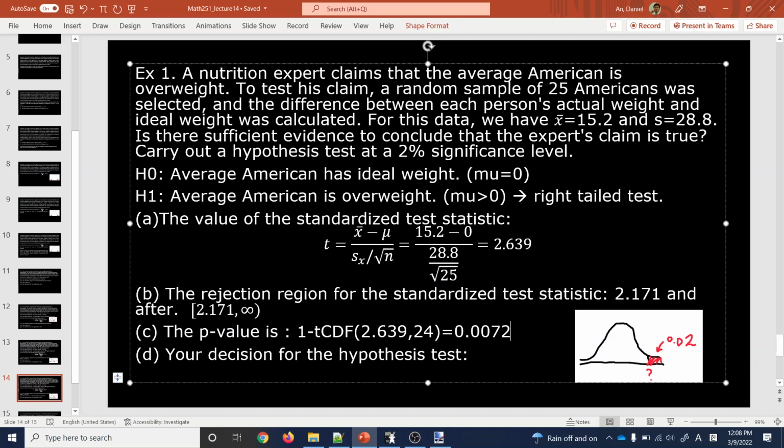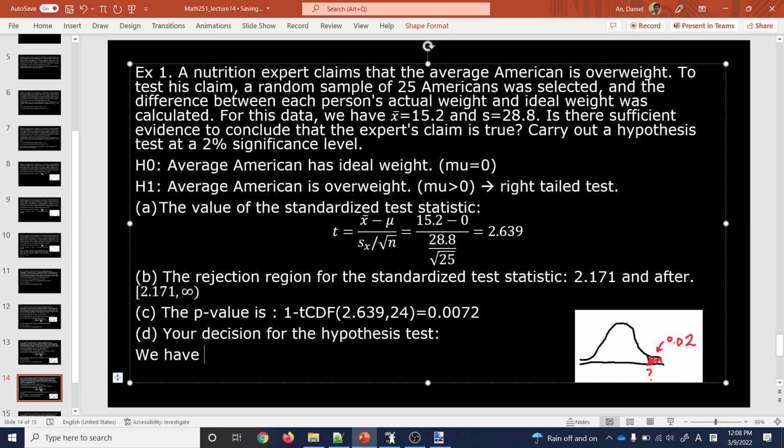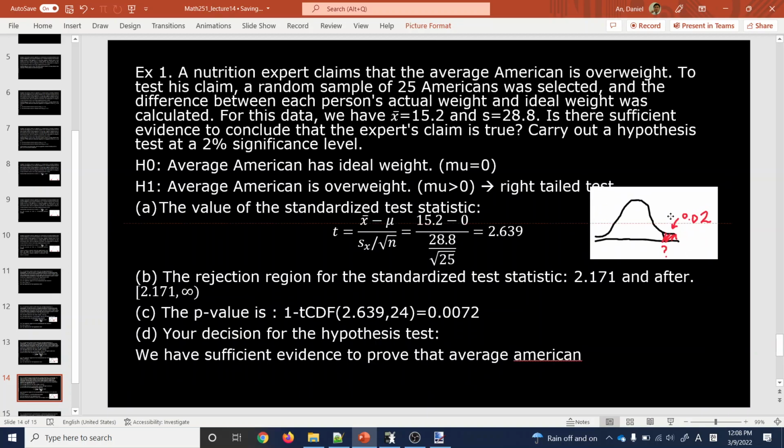So we're using the p-value here. And then finally, our decision for the hypothesis test is that we have sufficient evidence to prove that the average American is overweight.